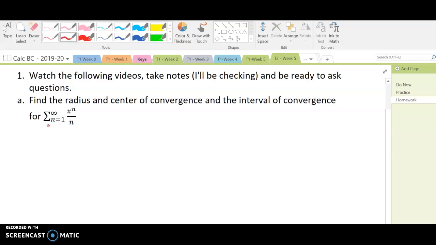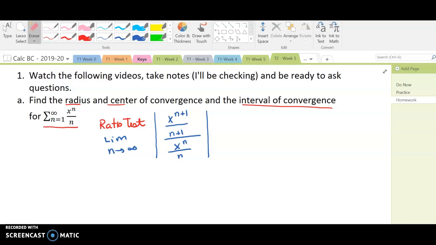So we've got this infinite series here, x to the n over n, and we're looking for the center, radius, and interval of convergence. So we're going to start with the ratio test, which by definition is the limit as n approaches infinity of the absolute value of x to the n plus 1 over n plus 1 all over x to the n over n. And when this is less than 1, then we converge.